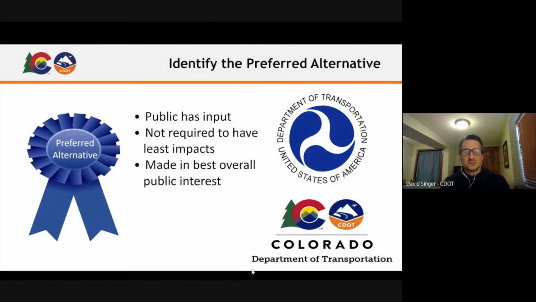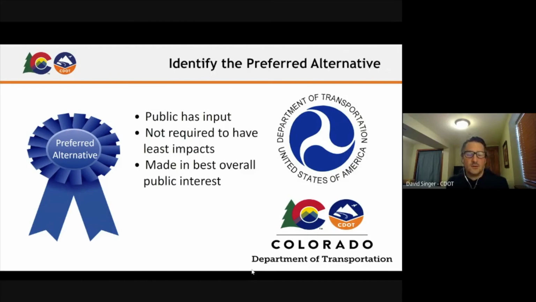So these are all the steps that we go through. You know, for NEPA, you don't have to pick the one with the least amount of harm. You just have to show that you've gone through the process and you've taken a hard look at all these options, and that you've given the public a chance to weigh in. The public, it's not a vote, and it's CDOT and FHWA that make the decision. And we're looking to see which one best fits the purpose and need.